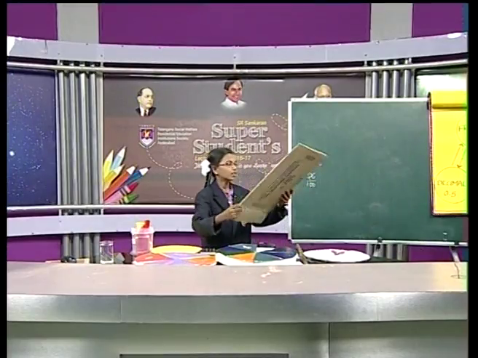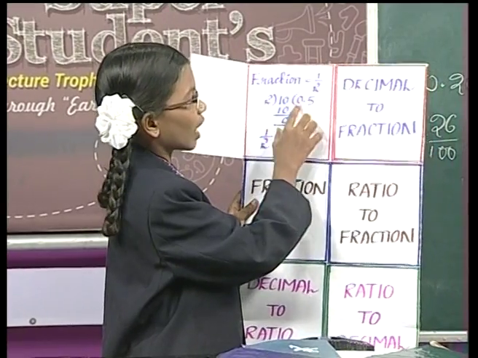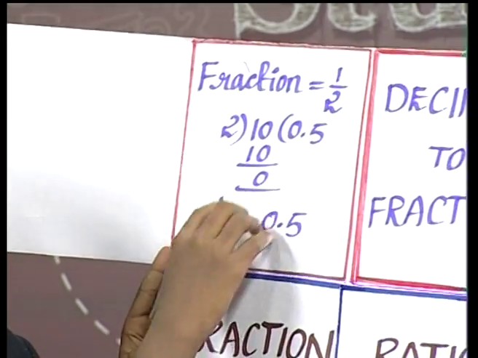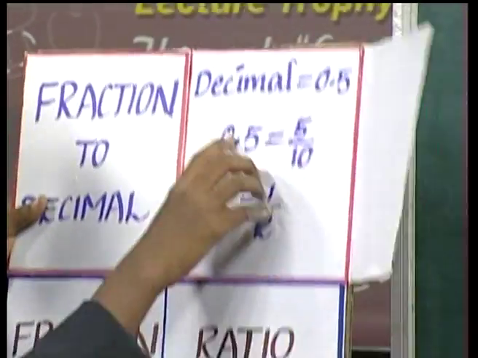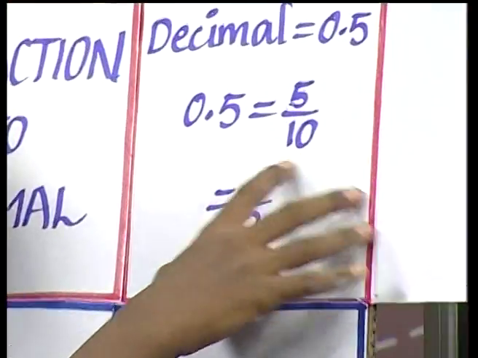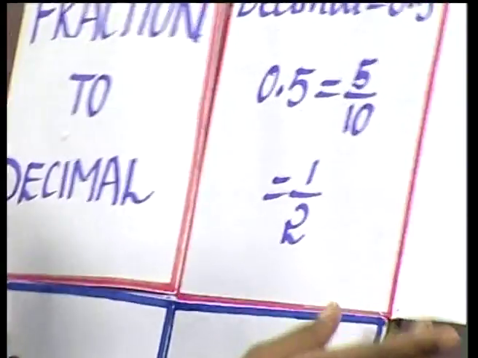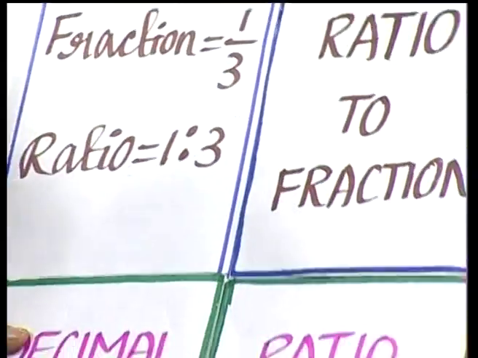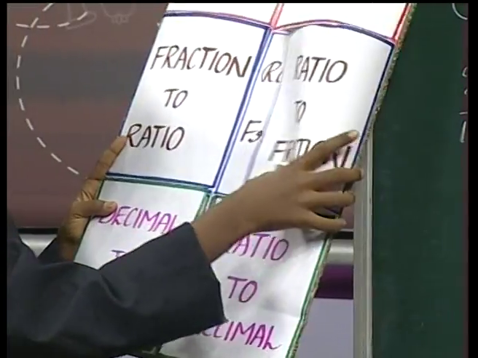Friends, see here fraction to decimal. For example, the fraction is 1 by 2. Here 1 by 2 is converted into the decimal 0.5. Next, decimal to fraction. Here the decimal is 0.5. The decimal is converted into 5 by 10 or 1 by 2. Fraction to ratio. The fraction is 1 by 3. The ratio is 1:3.